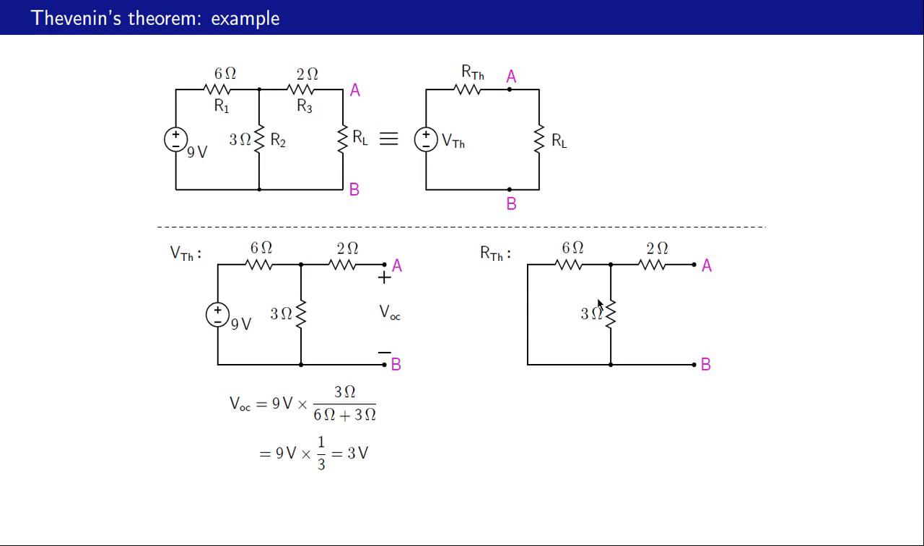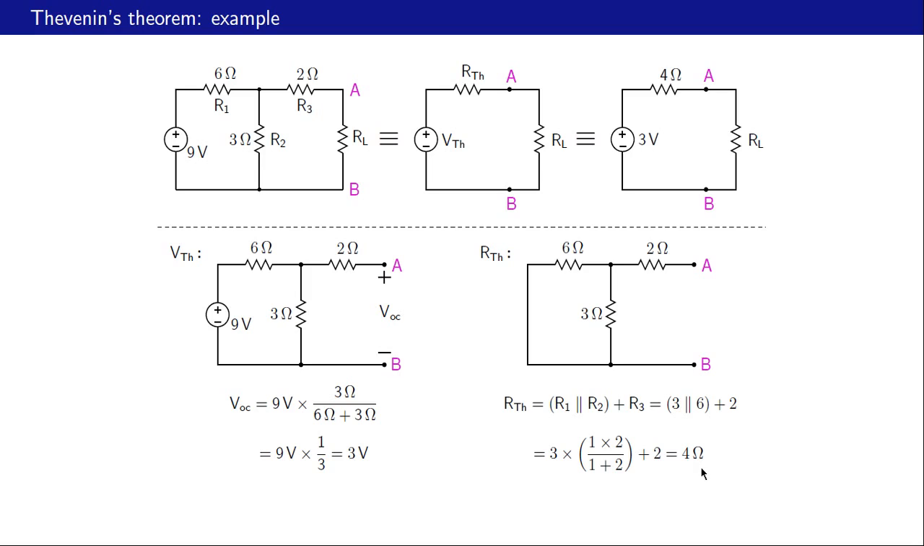This 6 ohms and 3 ohms come in parallel, and that combination comes in series with these 2 ohms. And therefore our RTH turns out to be 3 parallel 6 plus 2 or 4 ohms. So our Thevenin equivalent circuit has VTH equal to 3 volts and RTH equal to 4 ohms.